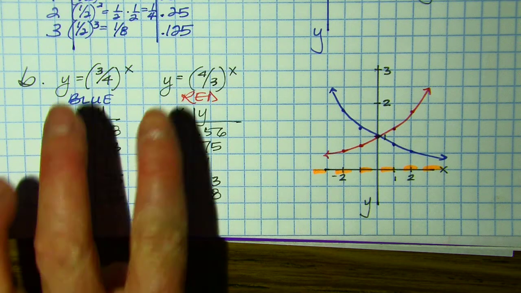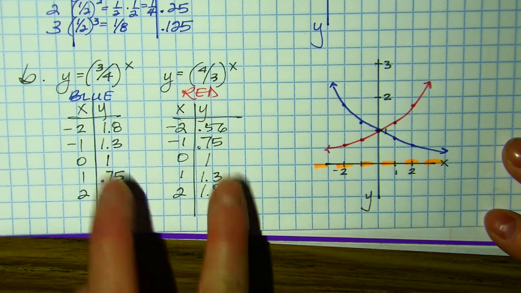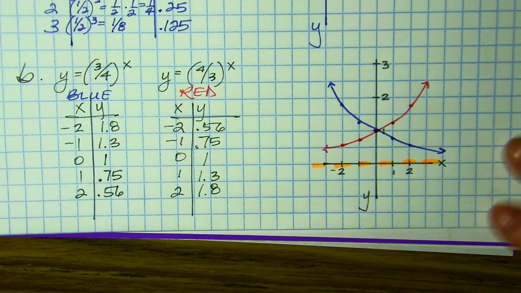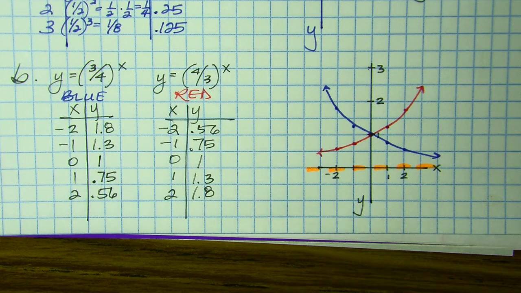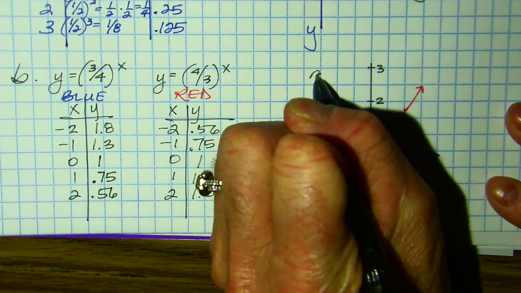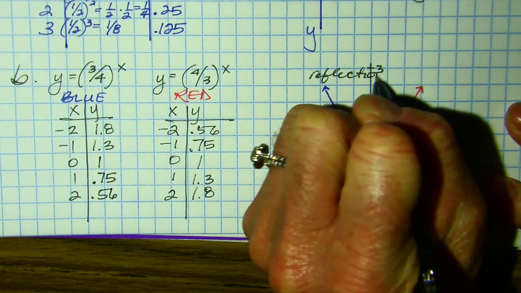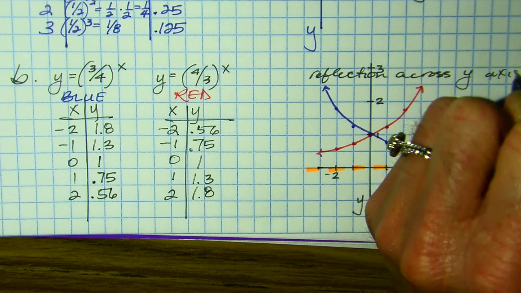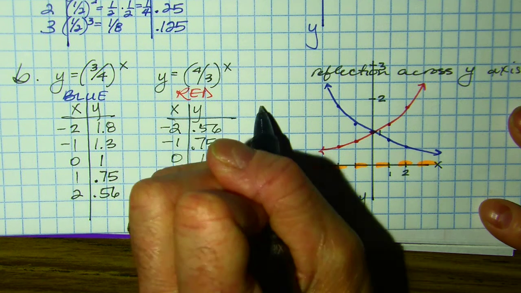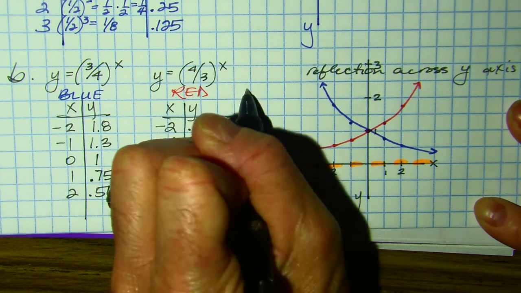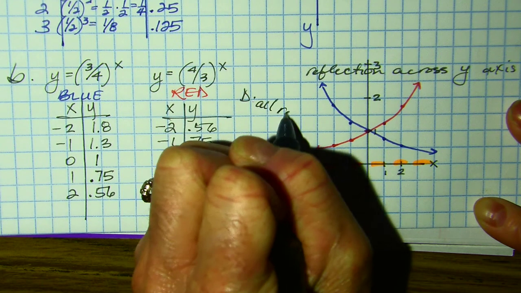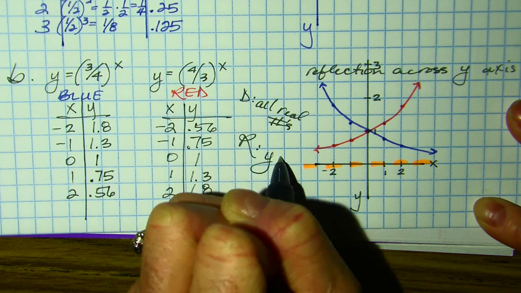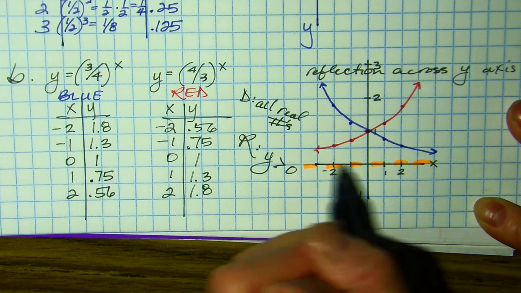So my fractions are reciprocals of each other. My y values are reciprocals of each other. And when I graph it, I notice it looks like the graph has been reflected across the y-axis. Now the domain for both is the same. The domain is all real numbers. And for both, the range is y is greater than 0, which is where our invisible asymptote lies.